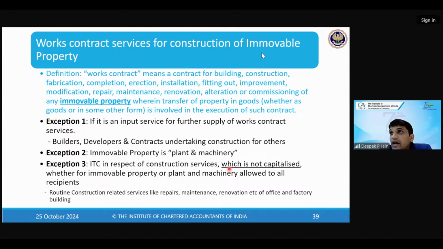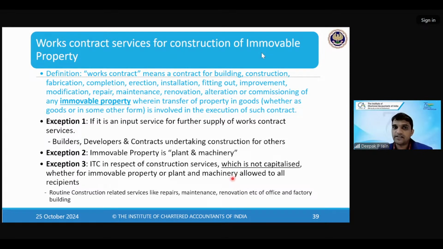So when you're doing a kind of repair and you're expensing it off in your P&L account, how will that be decided? That will be decided by the accounting standards and auditing standards. They will tell you whether you should capitalize or not. If that standard says you have to capitalize and you have capitalized that asset, then credit is definitely not available. But if the standard says you don't have to capitalize it, you can expense it off, then you can claim the credit. The example I've given here is routine construction related services like repairs, maintenance, renovation of office, plant and machinery, or any factory building. You can claim credit of that.